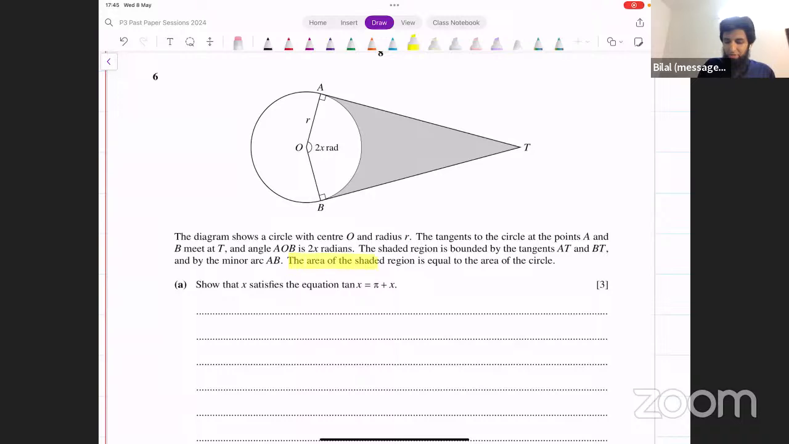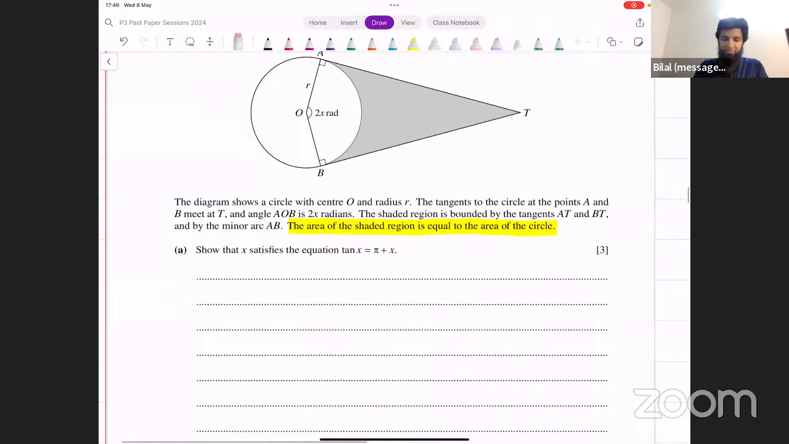The only new thing here is that it says the area of the shaded region is equal to the area of the circle. So you have to find the area of the shaded region, equate that to the area of the circle, and that is going to give you this equation: tan x equals pi plus x. You will get that form from that somehow.